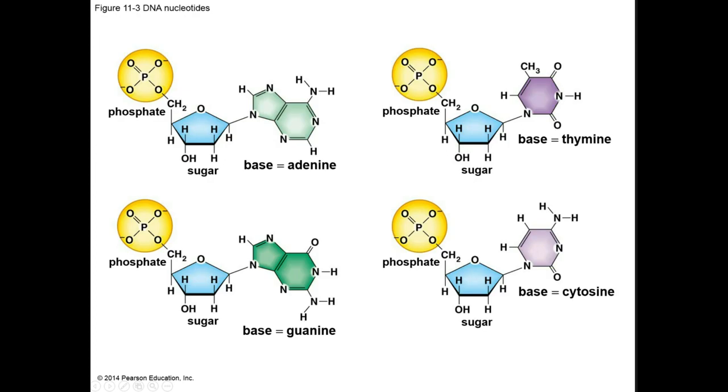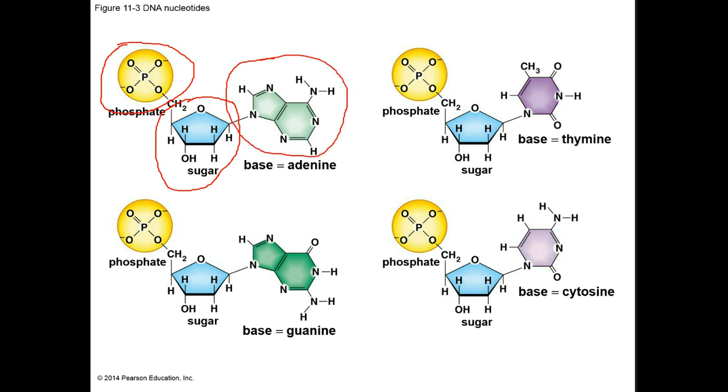DNA is composed of 4 nucleotides. DNA is made up of chains of small units called nucleotides. Each nucleotide has 3 components. Those components would include a phosphate group, a sugar, and in the case of DNA, that sugar would be deoxyribose, and one of 4 nitrogen-containing bases. So this is the basic structure of a nucleotide.